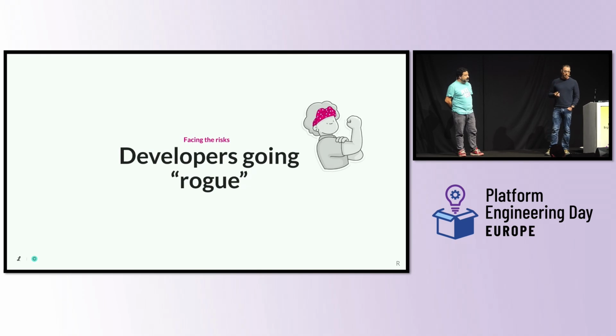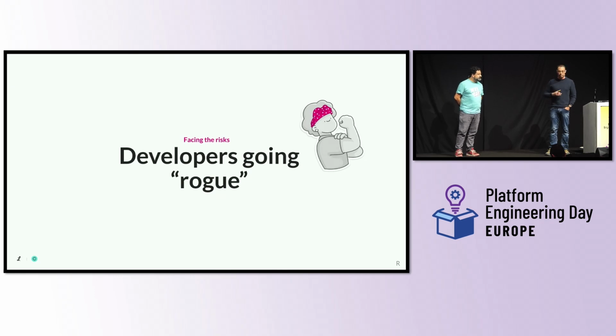So the biggest takeaway for me was that developers will just find ways around and find ways to ship their code, and they'll silently stop using whatever you're providing. They'll go rogue.